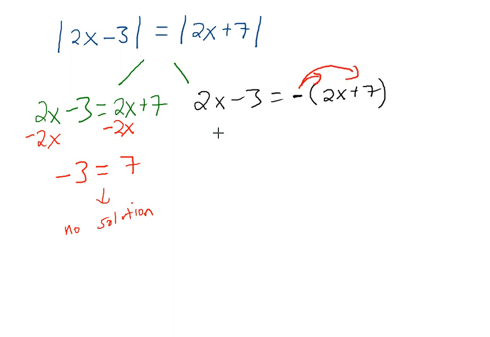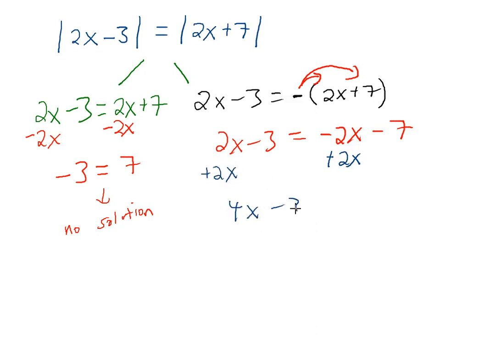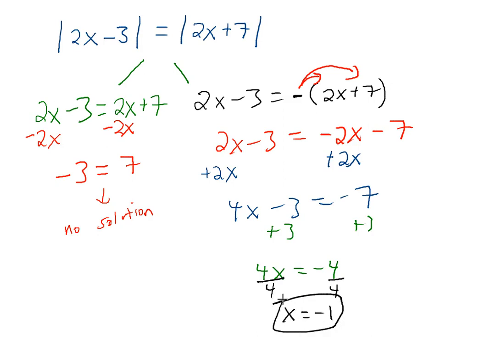We'll distribute the negative sign. So we get 2x minus 3 equals negative 2x minus 7. We'll solve this for x by adding the 2x to the other side. And we're going to get 4x minus 3 equals negative 7. So this one looks like it's going to work out. We'll add 3 to both sides. We get 4x is equal to negative 4. And then we divide by 4 on both sides, and we get a solution. So we get x is equal to negative 1. And so this equation has just one solution: x equals negative 1.